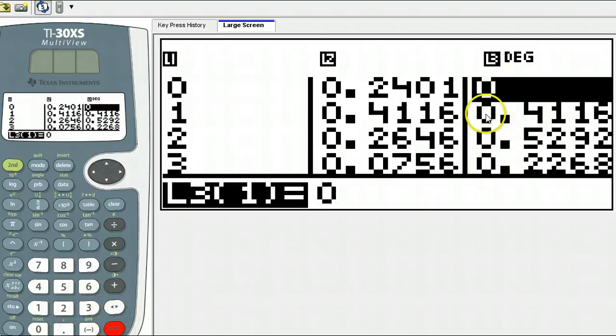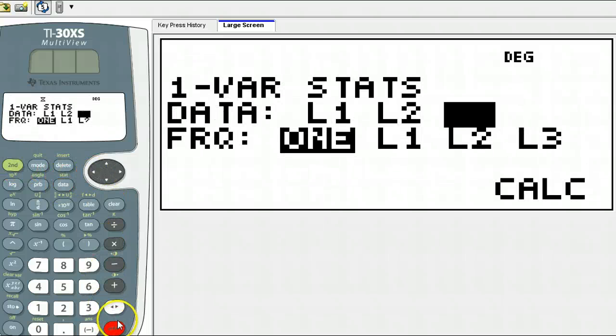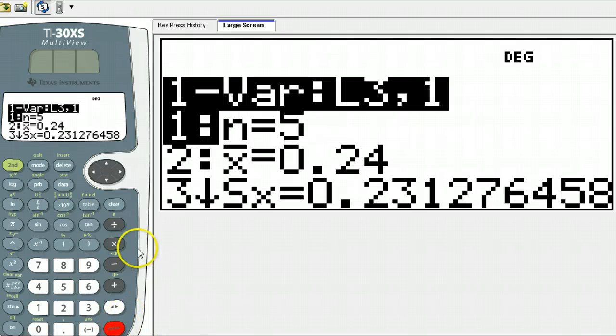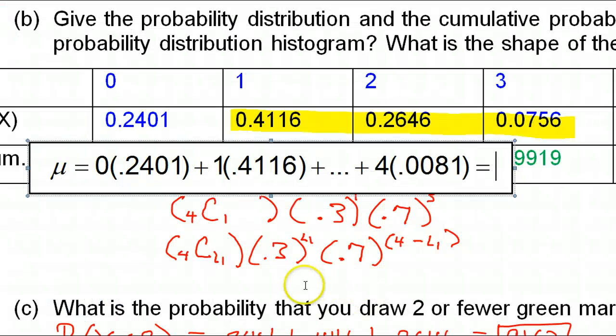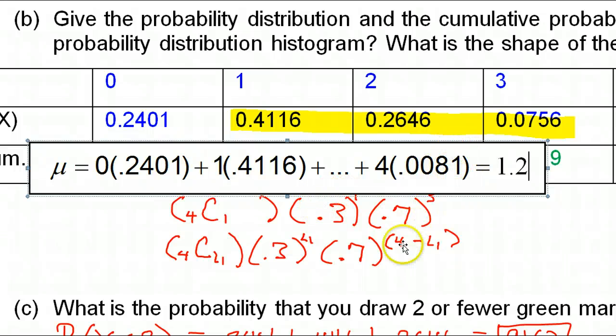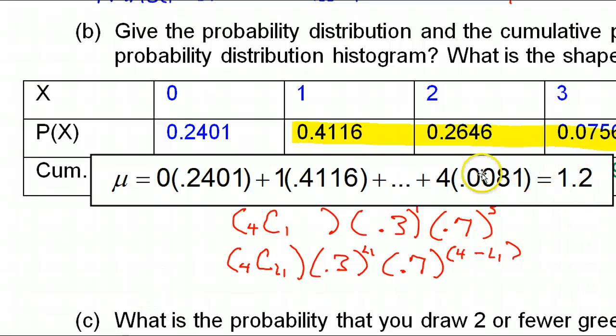All right, so these are all my x times p's. And we need to add all these up. The easiest way to do that is second data, one variable statistics, make sure you're on list 3, that's where your data is, and then go down to the sum symbol, which is right here. That's 1.2. Okay, so our mean is 1.2. All right, it's a genius. Okay, I'm going to have to cut and paste this down below. I'll be right back. All right, so that was the mean.